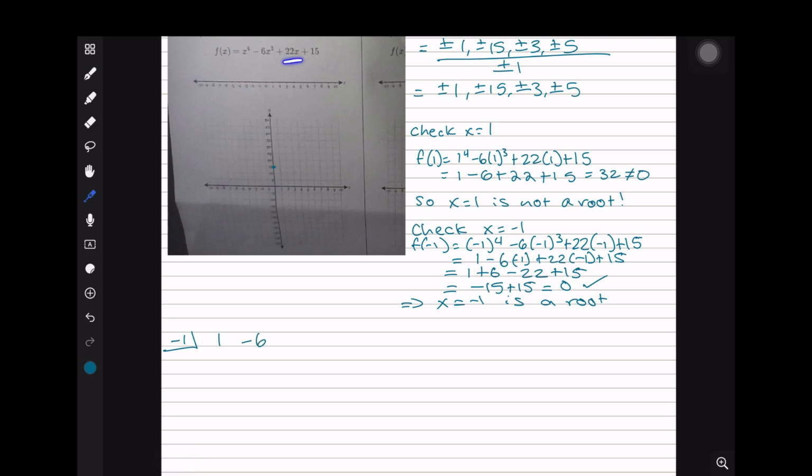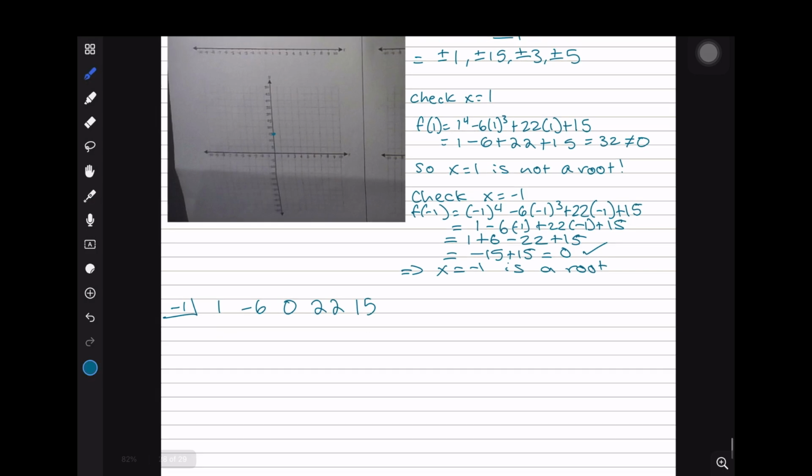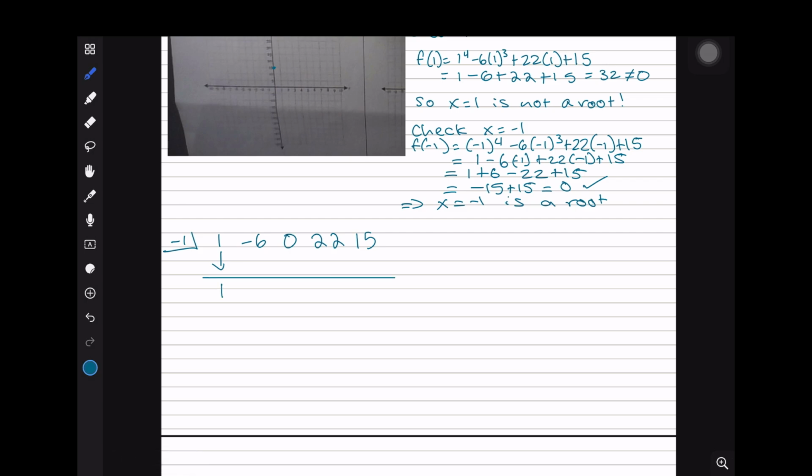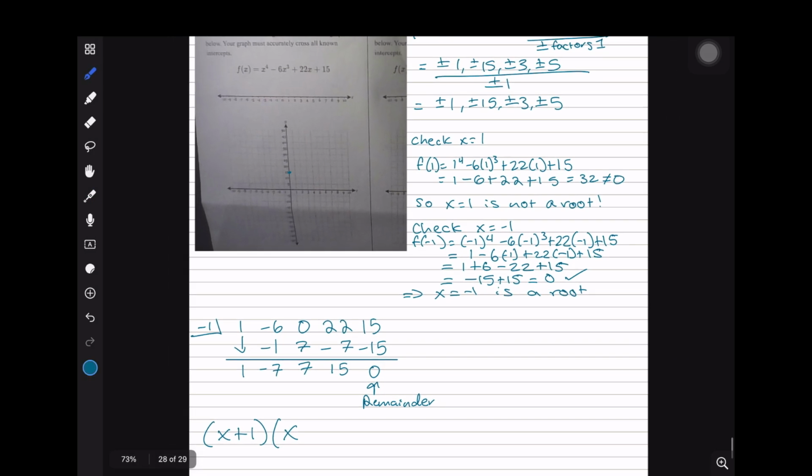Now, when it is a root, you can start doing synthetic division. These are the steps for synthetic division. You put in a -1, and then you put all the coefficients of your polynomial. Your remainder is 0. That's great. That's what you want. So now rewrite what you just did synthetic division for. So you're going to have x plus 1 times x cubed minus 7x squared plus 7x plus 15. After you perform synthetic division, remember you always want to subtract 1 degree from each of your terms.